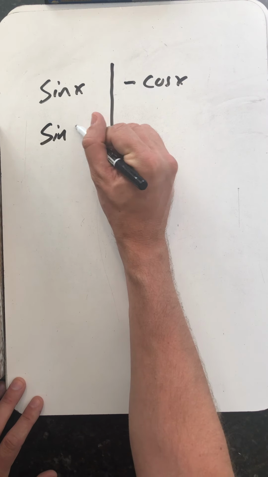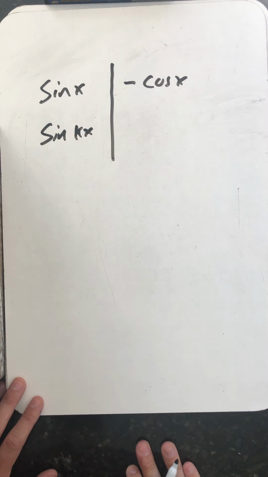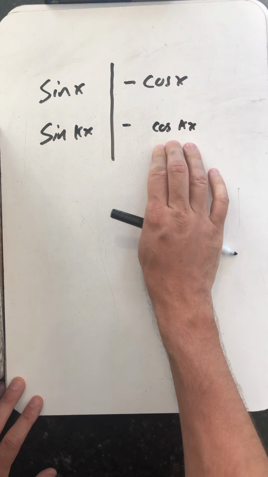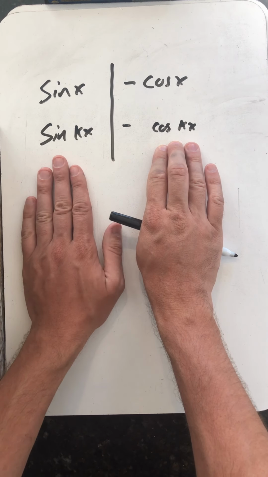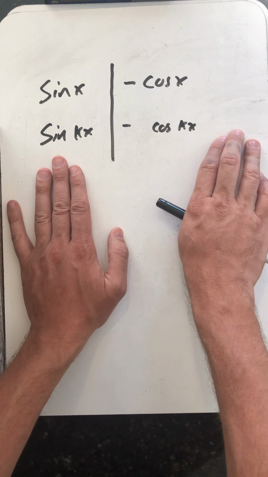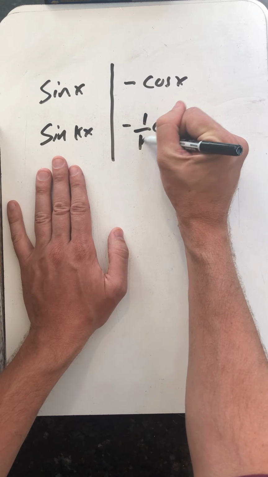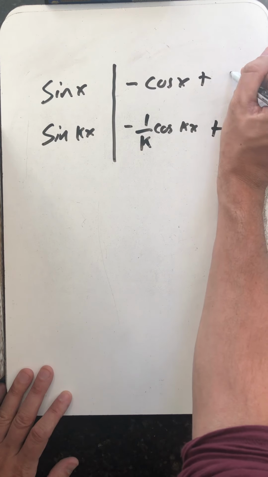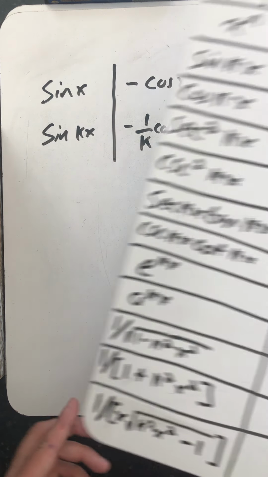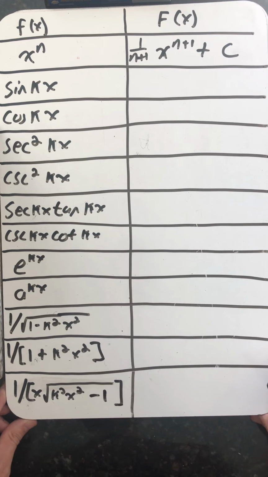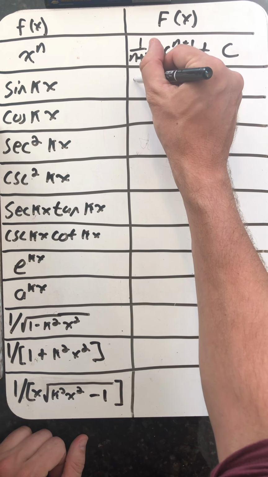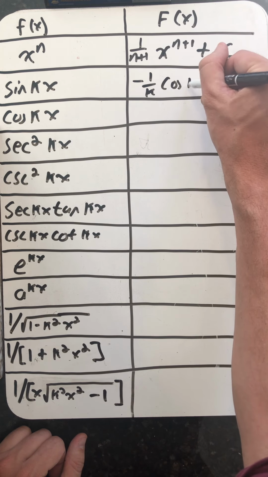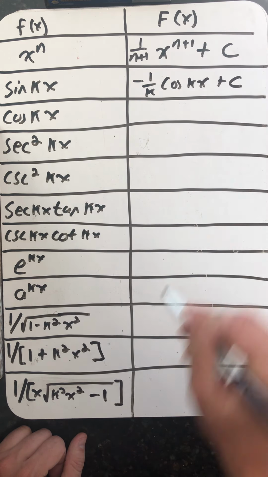All right, well, the problem actually on my board is sine of k times x. So maybe I try minus cosine of kx. But if I took this derivative, I would get sine of kx times k because of the chain rule. Well, if I put a 1 over k out front, that'll take care of that, plus an arbitrary constant c. So my most general antiderivative for sine of kx is minus 1 over k cosine of kx plus c.